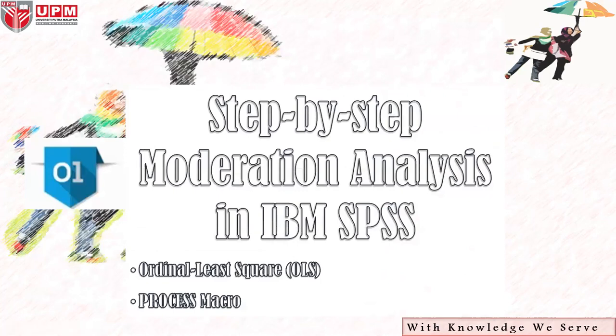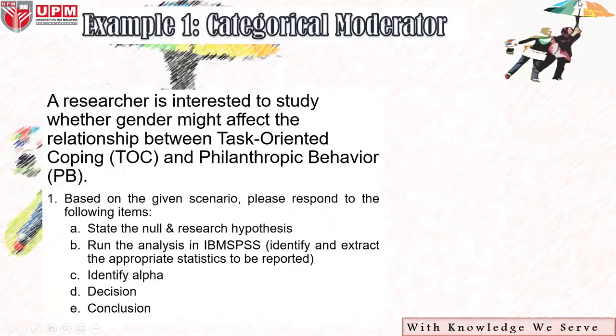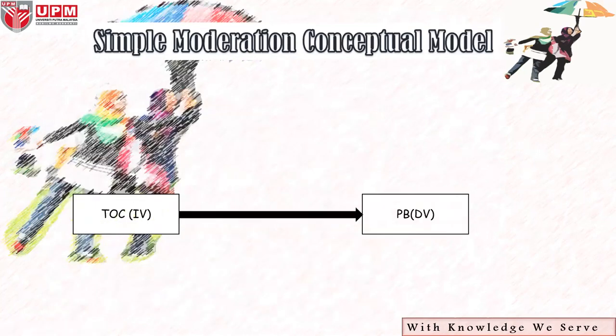Okay, so let's proceed with step-by-step moderation analysis in IBM SPSS. Basically, I will introduce you to two methods to run the moderation analysis in IBM SPSS. Either we proceed with ordinary least squares (OLS) or process macro. Ada dua kaedah. Okay, so first we proceed with the categorical moderator. Categorical moderator, saya rasa tak share lagi data ni kot.